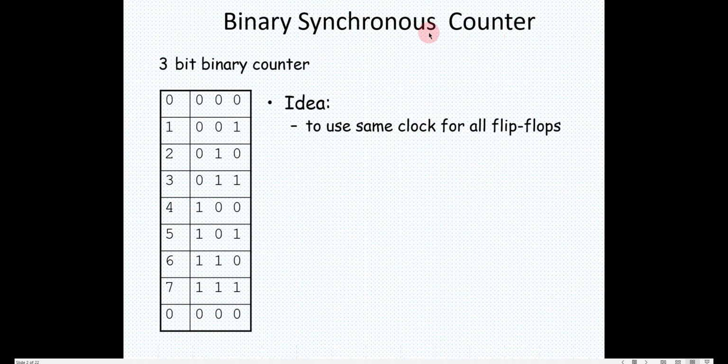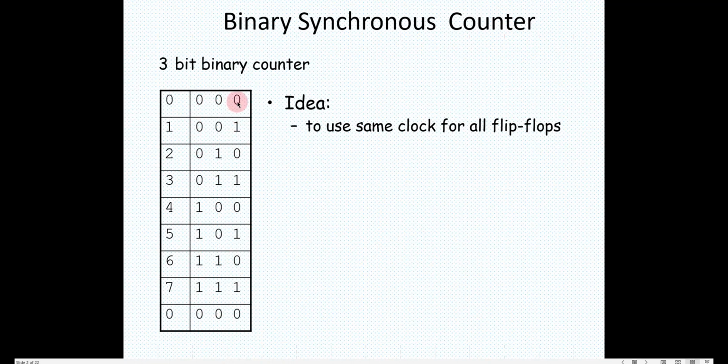After this class, we will see asynchronous counters are also there. So I am stressing this word synchronous counter because I am going to give the same clock here. So it is a 3-bit binary counter. Initially 0, 1, 2, 3, 4, 5, 6, 7, and then it has to come back to 0. So how to design these counters? Seeing this table itself, I can get a fairly good idea how to go about designing this counter.